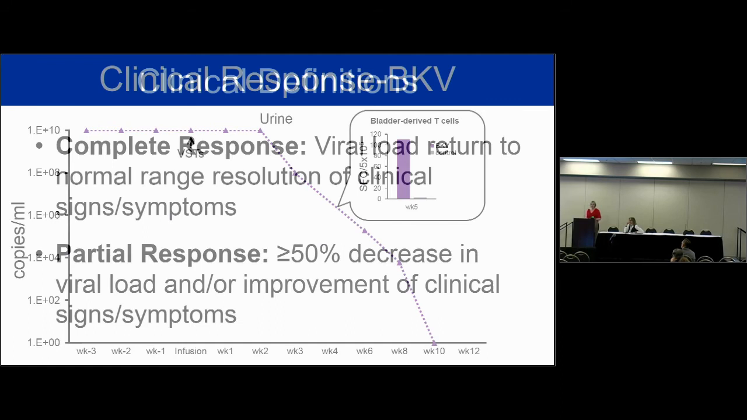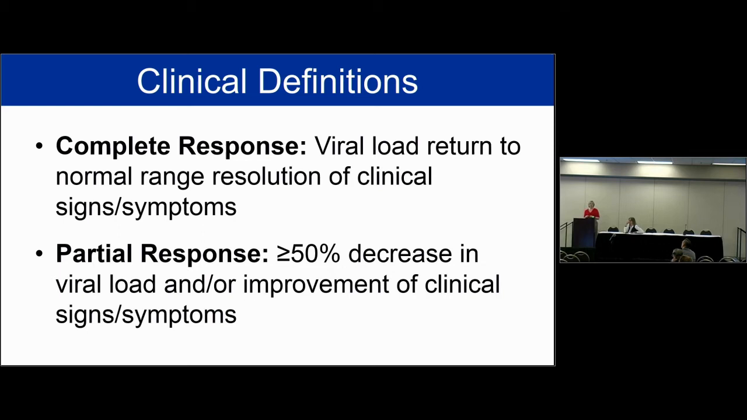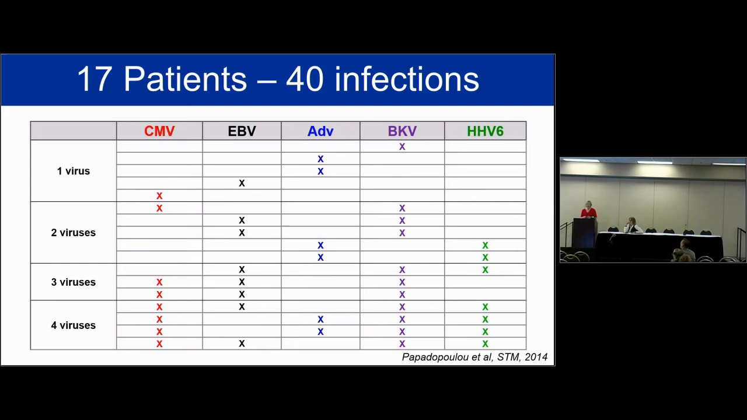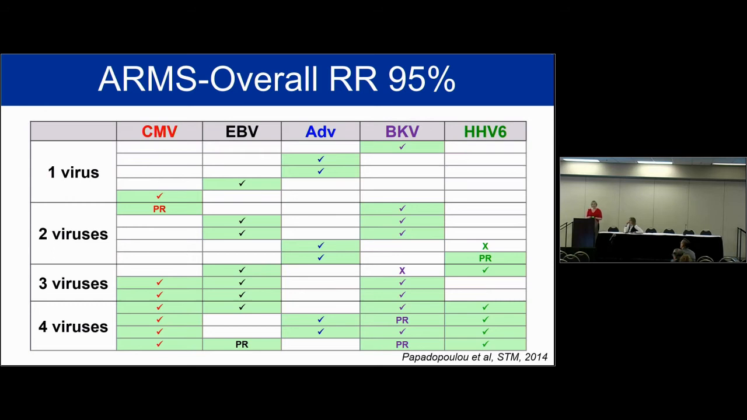So in this clinical trial, here are the definitions we use for a benefit. A viral load complete response was defined as a viral load returning to the normal range with resolution of any clinical signs and symptoms. And the partial response was at least a 50% decrease in the viral load, as well as clinical improvement. In our 17 patients with a total of 40 infections, we achieved an overall response rate of 95%. All the tick marks here show complete responses, and PRs are indicated by the PR initials. And so clearly there is benefit.